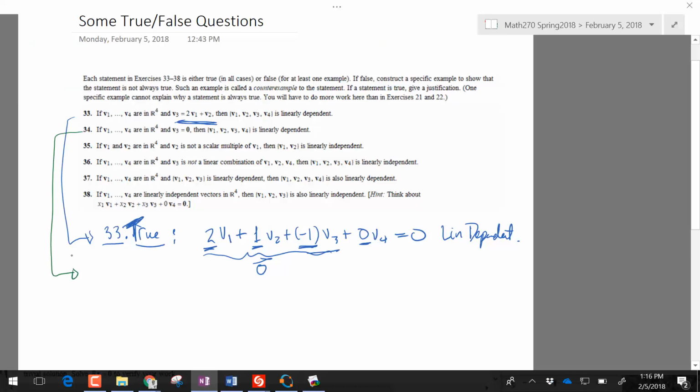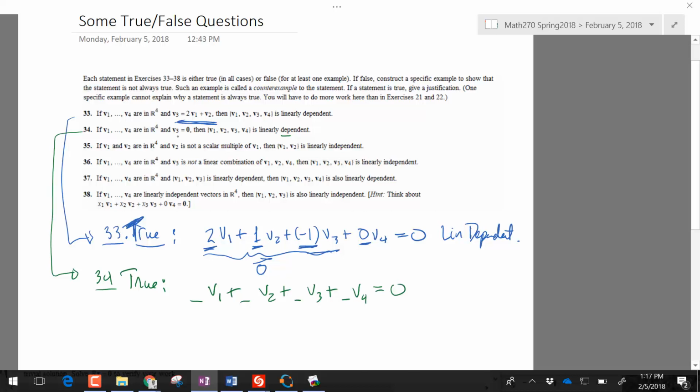Number 34. We're still in R4. It says V3 is equal to the 0 vector. Then is this linearly dependent? So if one of the vectors is equal to 0, what can you say about your set? It's dependent. So this has to be true. That means we can find a linear combination, V1 plus V2 plus V3 plus V4, and so we can find numbers for these blanks that are not all equal to 0 that would make this equal to 0, right?